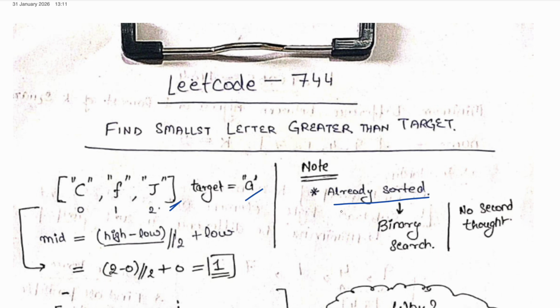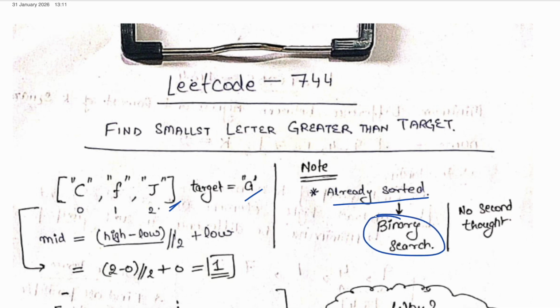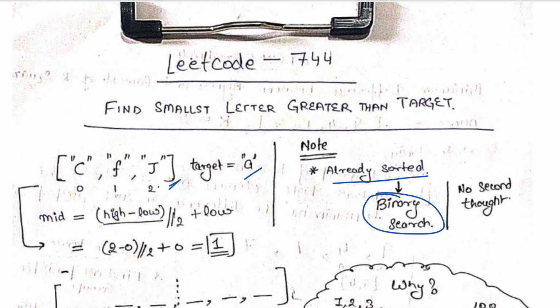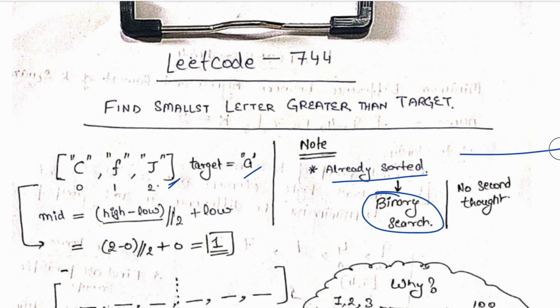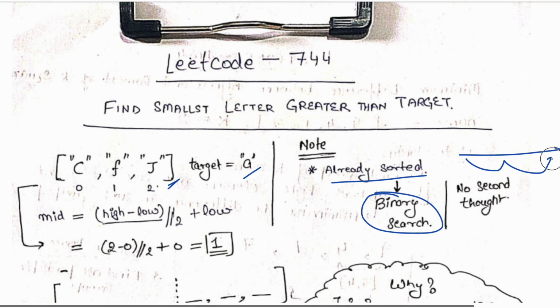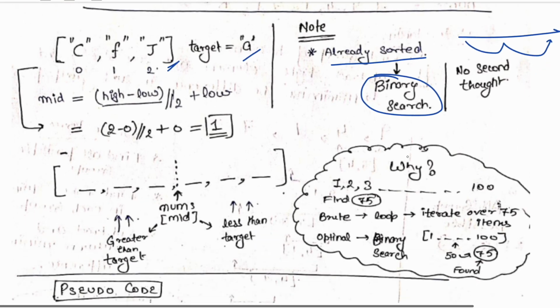Now whenever we get a problem with a sorted array, we directly think about binary search. This is like no questions asked, no second thought. Binary search is the only optimized solution that we can do. Wherever we can loop through the problem, we can definitely apply binary search. And why does it help? Let's take an example over here.